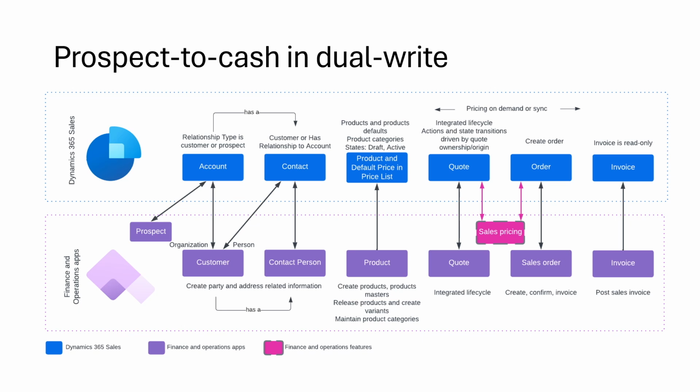These objects can be priced using some of the sales or supply chain management pricing capabilities. When supply chain management is the pricing master for this integration, you can price your quotations and orders in sales using dual-write on demand or seamless sync pricing. More details on these pricing capabilities in the next slides.